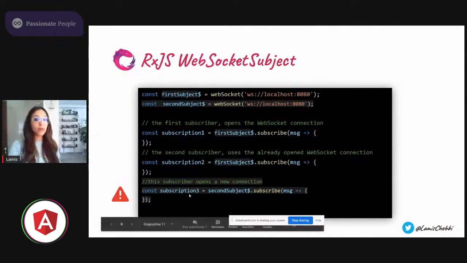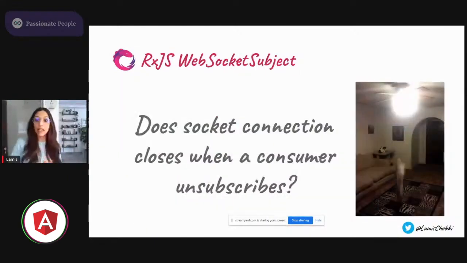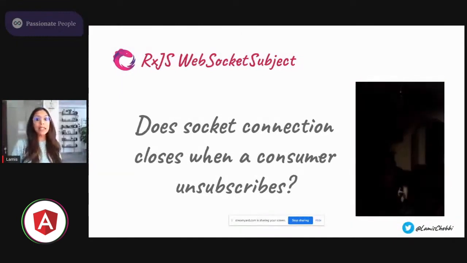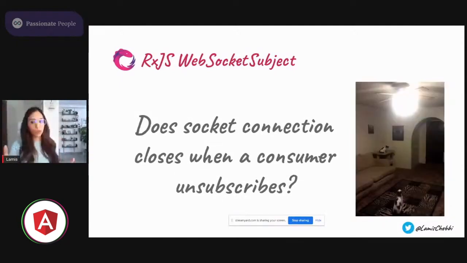That's good. Now we have a third subscriber that arrives and subscribes to the second subject, which is pointing to the same URL, but it's another instance. In memory, it's another variable, another instance. So this will open a new connection, even though there's already an opened one, but in another instance. So be careful, I want you to understand how the subscription and the creation of the connection works. So this was about the connection and the subscription. Now, the socket connection closes when a consumer unsubscribes, as they are sharing the same connection. That's good, that's amazing.